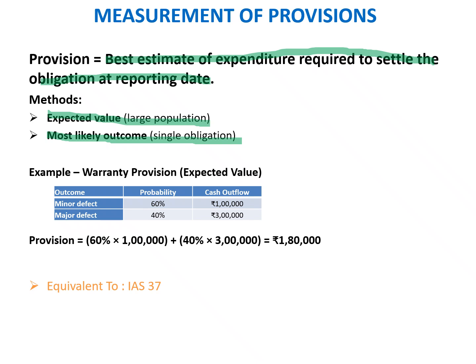So if we are talking about the warranty provision, which is expected value, we are talking about a situation wherein a warranty provision is to be created. We have created a scenario wherein the minor defect has a 60% probability and the cash outflow is 1 lakh. Major defects have a probability of 40% with a cash outflow of 3 lakh. So if we look at the situation here, the provision is to be created for 1,80,000, and this treatment or calculation of the method of provision is absolutely aligned with IAS 37. So we'll move to the next slide then.